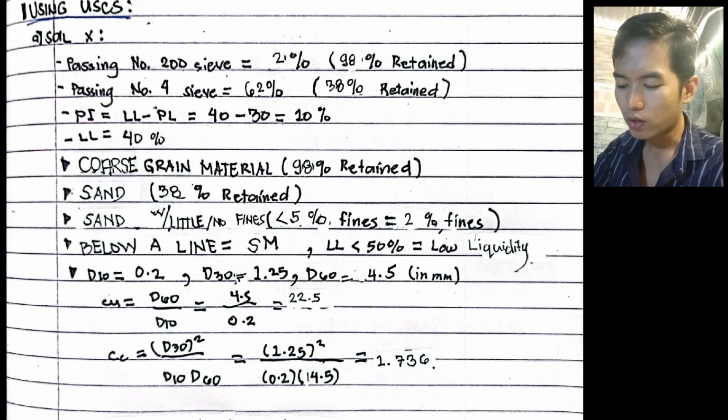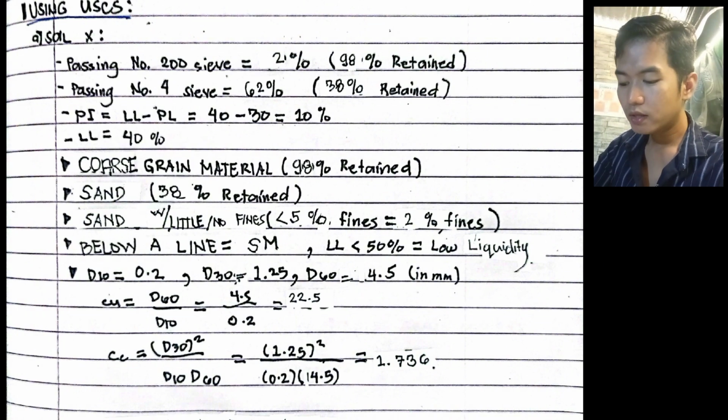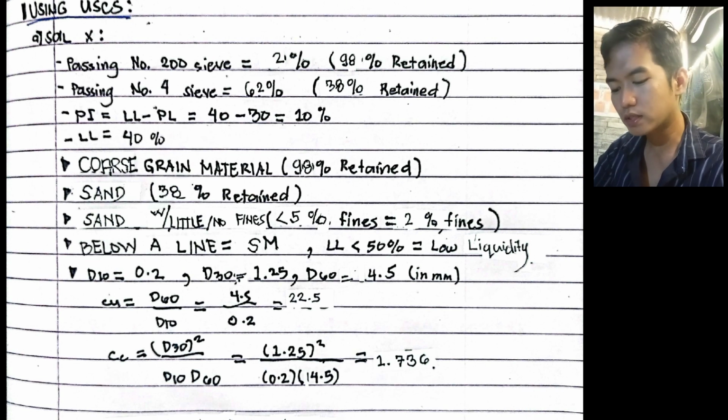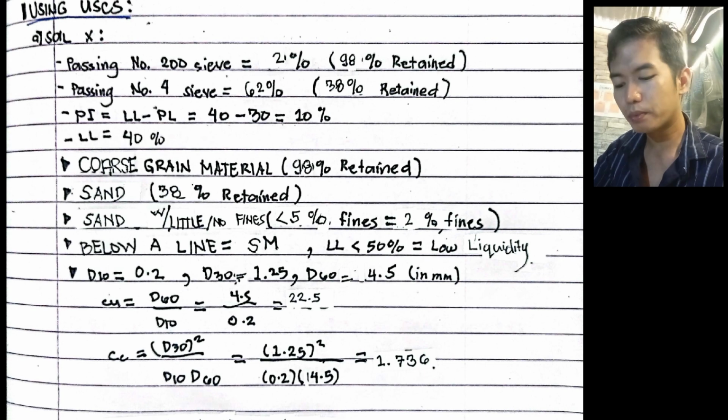So let's categorize our soil now. First, since 98% is retained, that is more than 50%, therefore it is coarse grained material. And since only 38% is retained on sieve number 4, that is classified as sand under the coarse grained material. And it is sand with little or no fines, because the fines are less than 5%, based on the passing number 200 sieve, which is 2% fines.